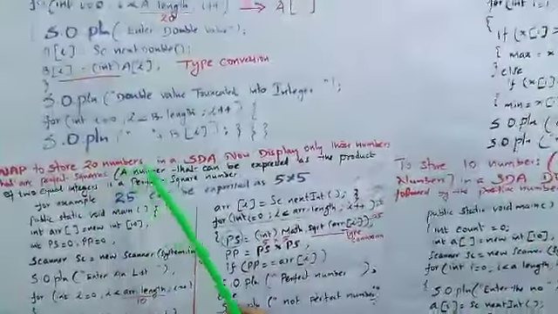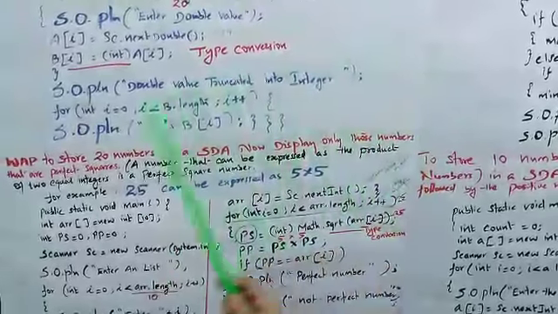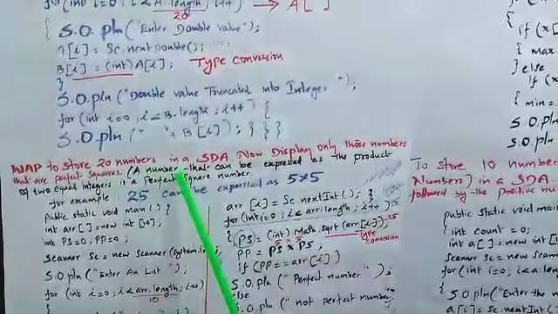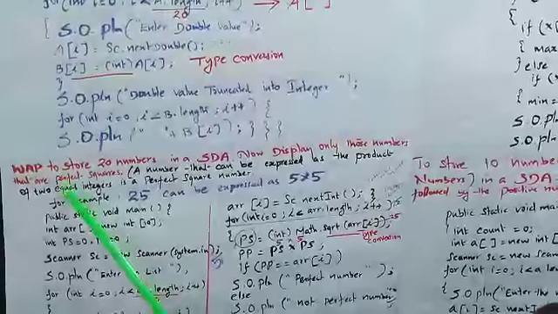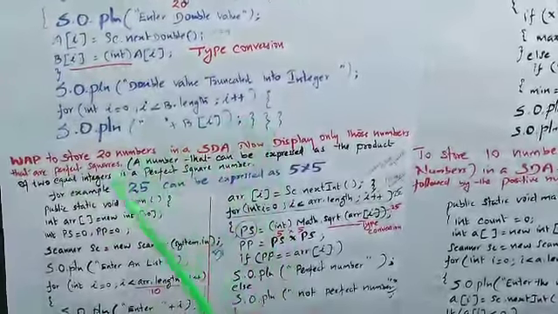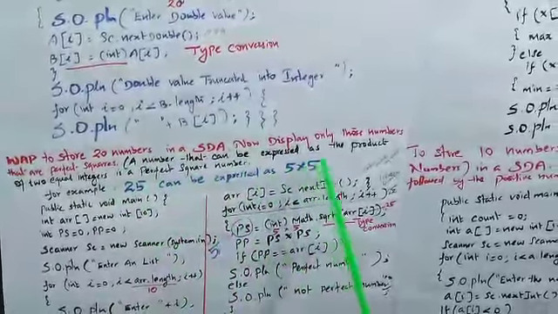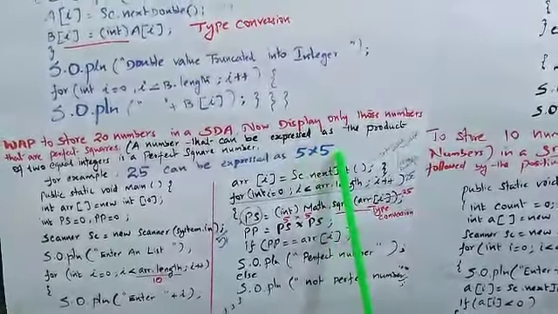Next program: you have to store 20 numbers in a single dimensional array and display only those numbers that are perfect squares. And what is a perfect square? A number that can be expressed as the product of two equal integers is a perfect square number. Example, 25. 25 can be expressed as 5 into 5, because 5 and 5 are two equal integers.